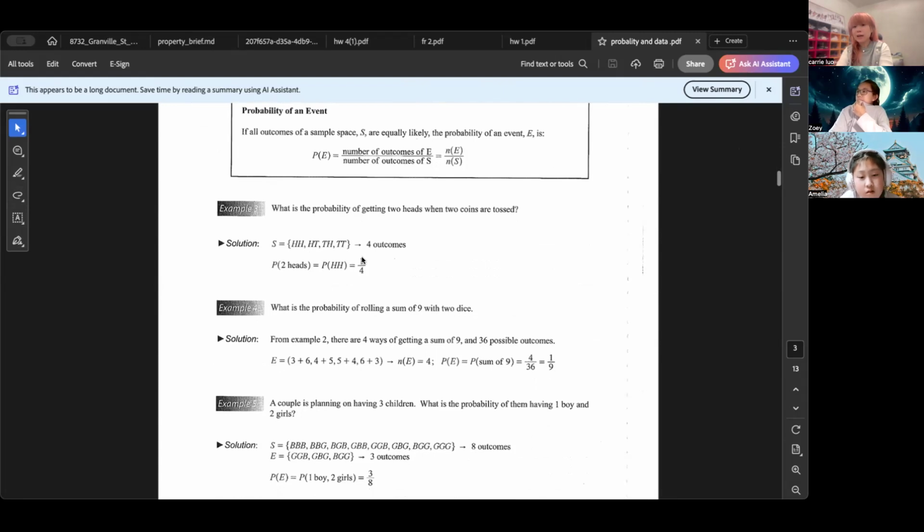Because there are altogether 4 outcomes: head-head, head-tail, tail-head, and tail-tail, right? I want to know the probability of getting 2 heads in 2 tosses. So that means it's this option, right? So it's basically HH out of HH, HT, TH, and TT, correct? So that's why it's 1/4.